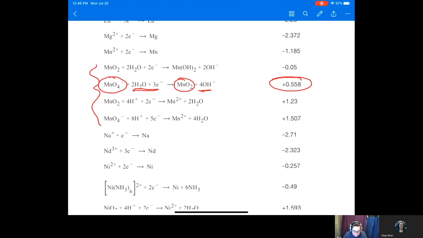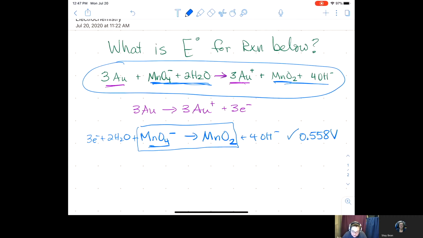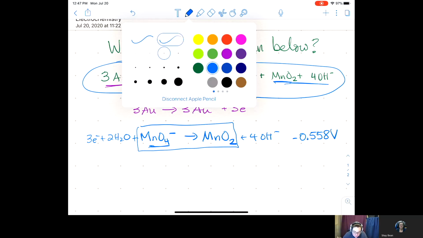The MnO4 minus was first going to MnO2. It's backwards. It is exactly backwards from the way my problem lists it, which means it's not positive 0.558 I need to list, it's negative 0.558. So let's go back to here, and say that written this way, it is negative 0.558. So I'm grabbing the numerical value for the E naught for each of my two half reactions. Now I'm going to go look for my gold.